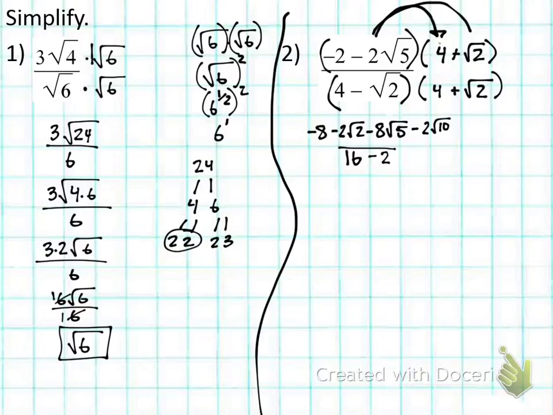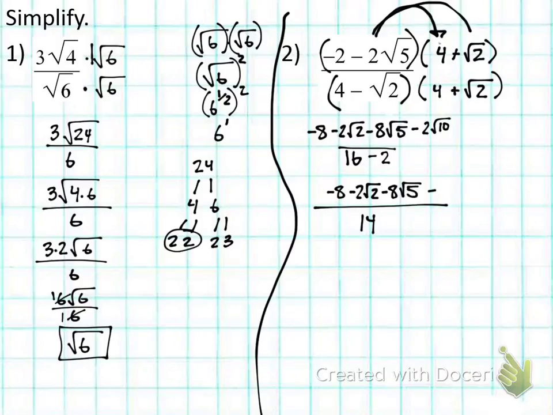Okay, now we combine like terms. I'm looking at all my square roots now. Can I simplify rad 2 anymore? No. Can I simplify rad 5 anymore? No. Can I simplify rad 10? No, because 10 is 2 times 5. I can't take anything else. So all of these are going to be separate terms. Negative 8 we're going to leave there. It's a constant. 16 minus 2 in the denominator is 14. So in the numerator, I'm left with constant of negative 8, minus 2 rad 2, minus 8 rad 5.